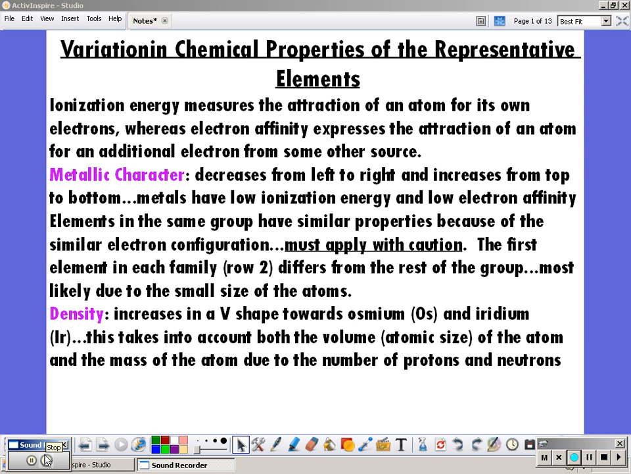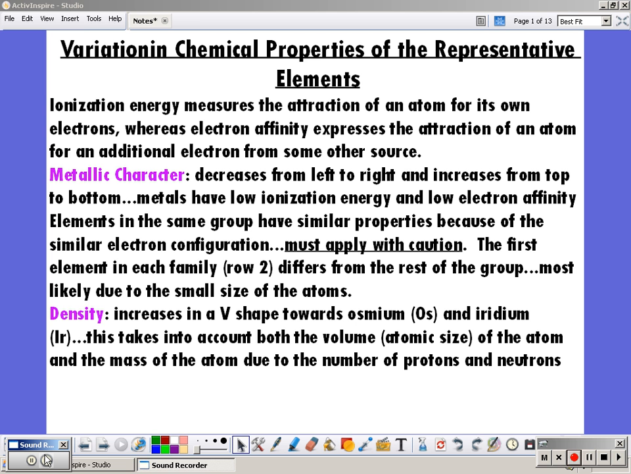Variation of chemical properties of the representative elements. So we know ionization energy measures the attraction of an atom for its own electrons, whereas the electron affinity expresses the attraction of an atom for an additional electron from another source. The periodic table also tells us about metallic character. Metallic character decreases from left to right and increases from top to bottom.